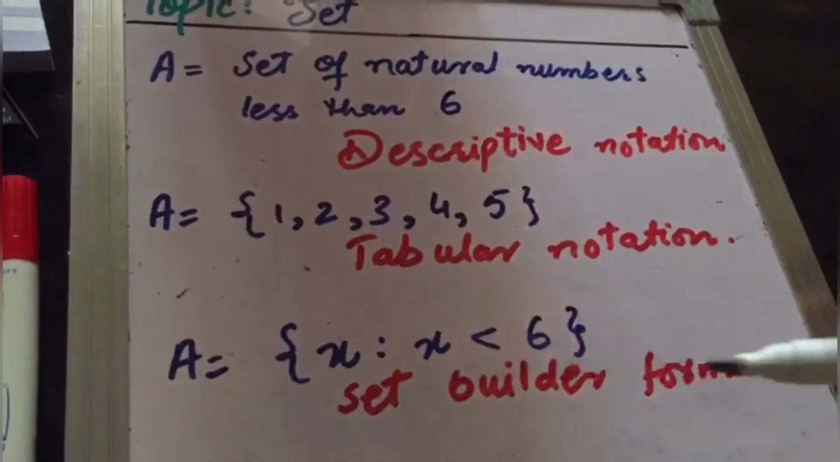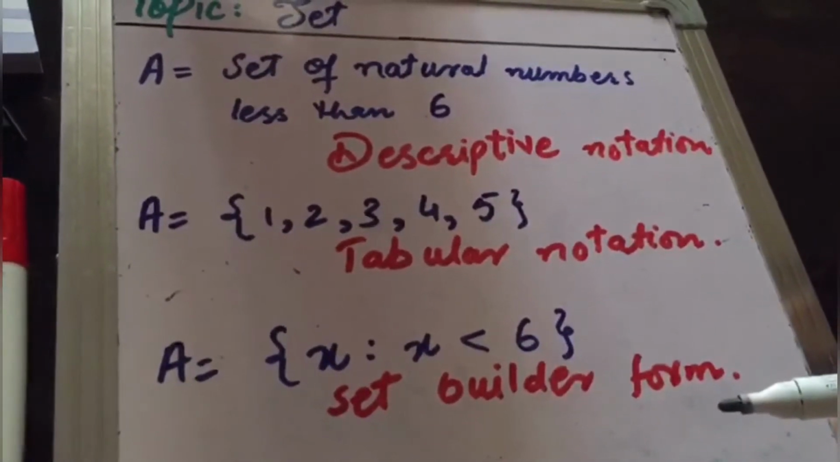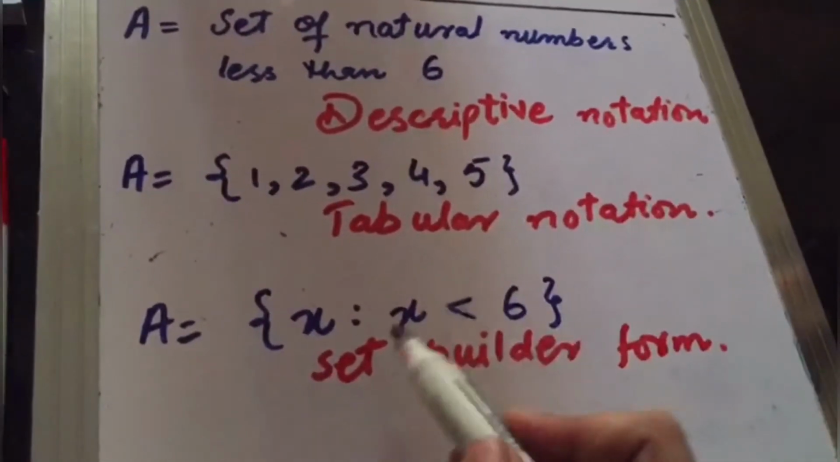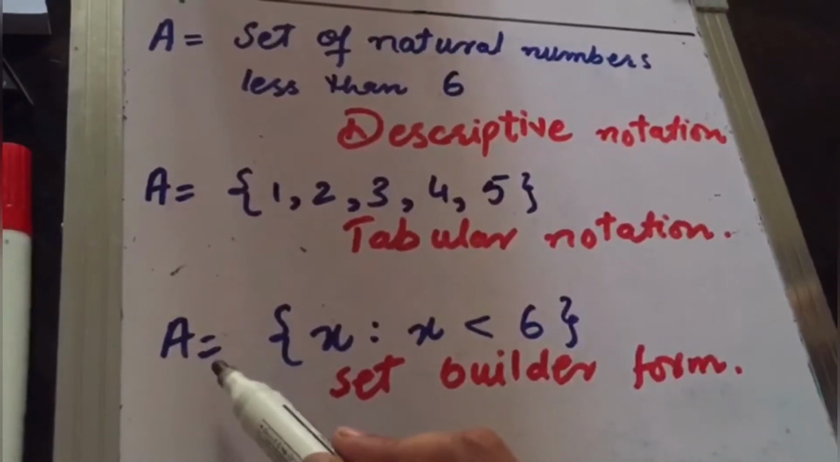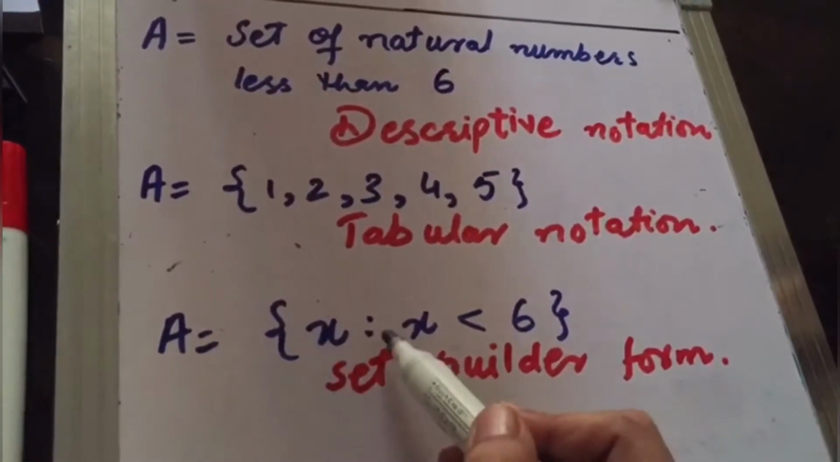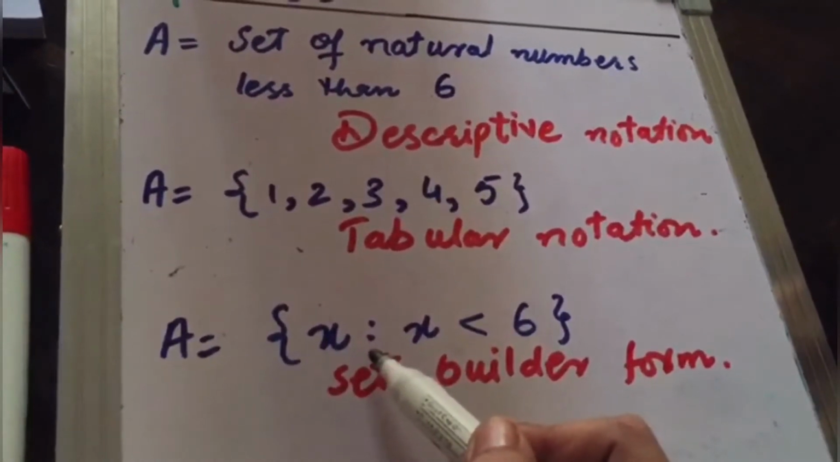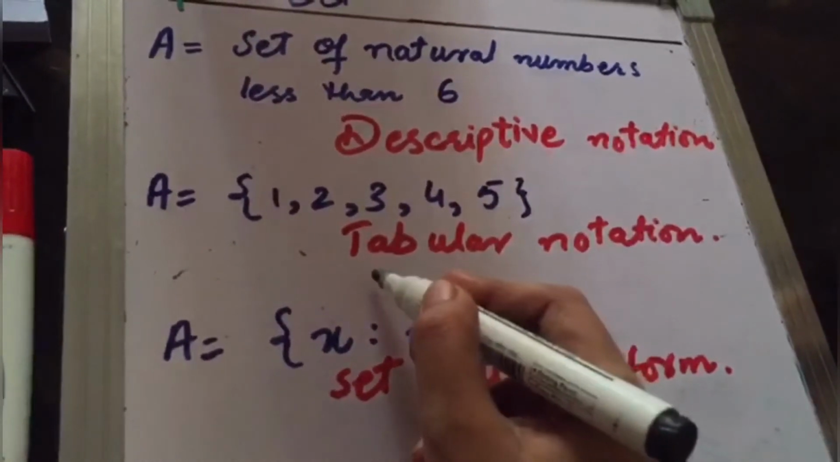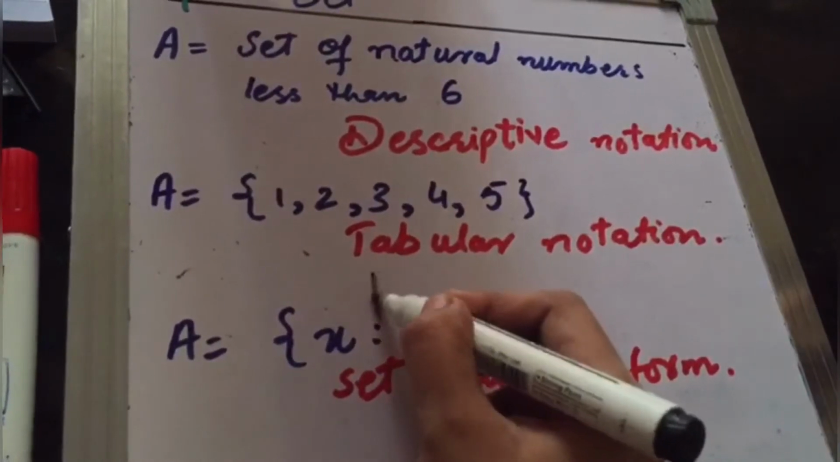Now this is set builder form. How to read it? A is equals to {x such that, this is the symbol of such that. We also use this sign for such that.